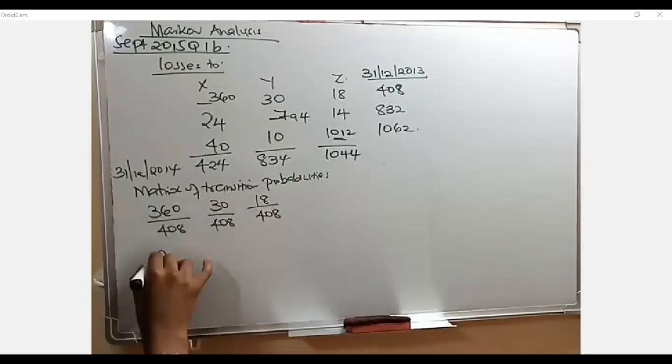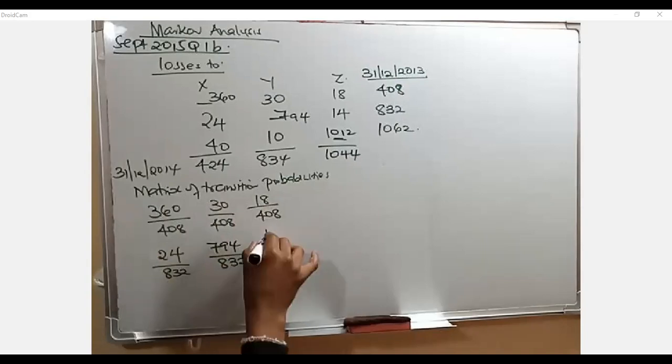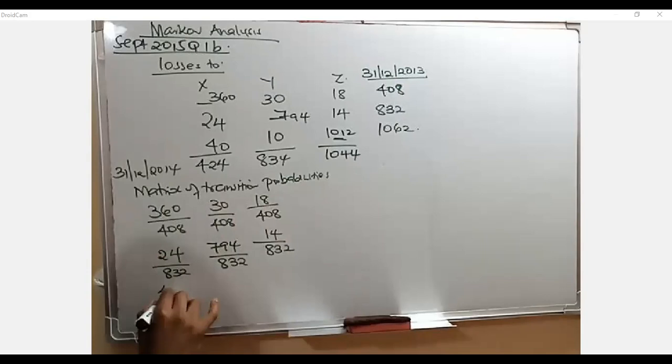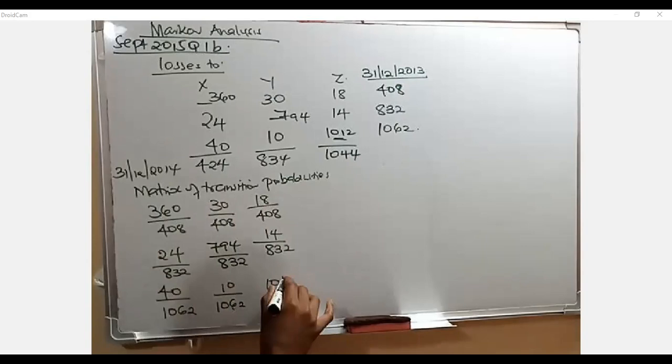The other one will be 24 divided by 832, 794 divided by 832. Then the other one is 14 divided by 832. The last one will be 40 divided by 1062, 10 divided by 1062. Then the last one will be 12 divided by 1062. Your probabilities, you know very well, they are supposed to be coming to 1.